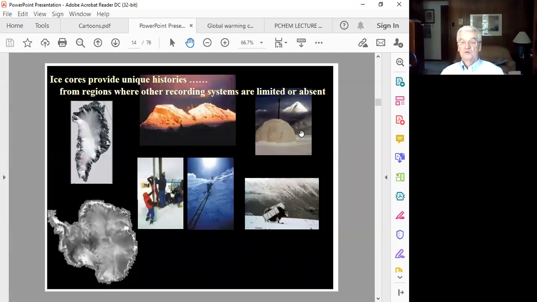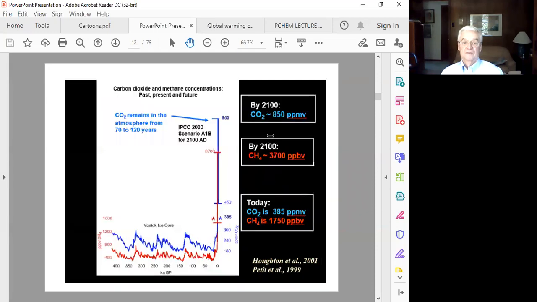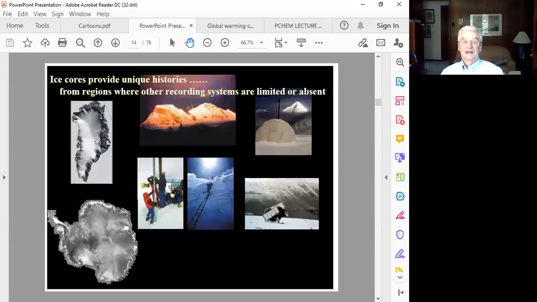Okay, here's places where they make measurements. Here's Greenland, obviously, pretty picture. Antarctica, pretty picture. You can see there's a lot of ice.